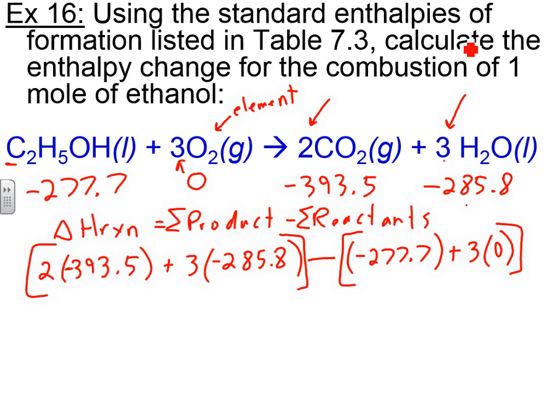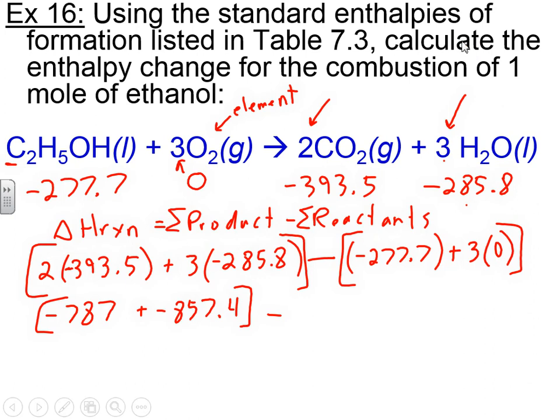So let's go ahead and multiply the 2 by negative 393.5. That should give us negative 787. And we're going to add 3 times negative 285.8. That should give us negative plus negative 857.4. Okay, so now we've got these brackets. These are our products. We're going to subtract the reactants. Now, in this case, because we're subtracting a negative, remember when you subtract a negative, you're essentially adding. So we're really adding 277.7. Since this is 0, that doesn't really matter.